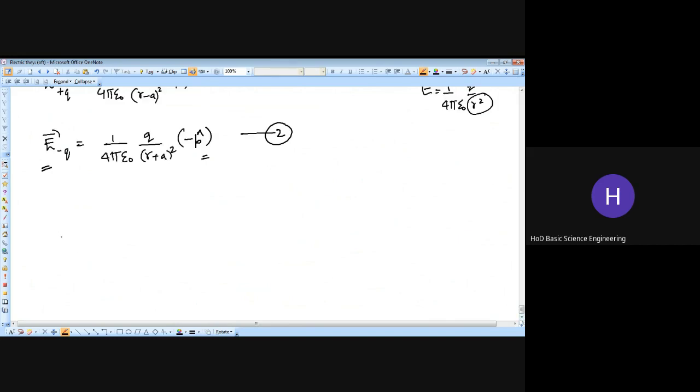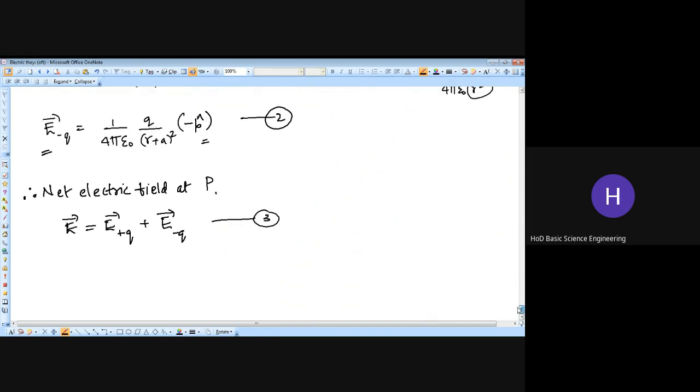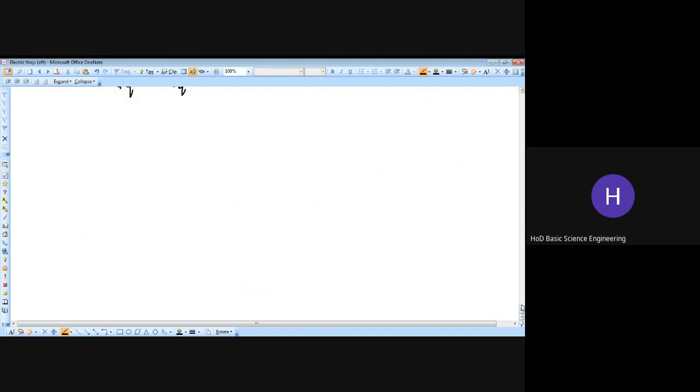Next, the net electric field at P, that is E net, is nothing but E plus Q plus E minus Q, the vector sum of these two. You name this as equation 3. Now what can you write? Substitute E plus Q and E minus Q from equations 1 and 2 in equation 3.